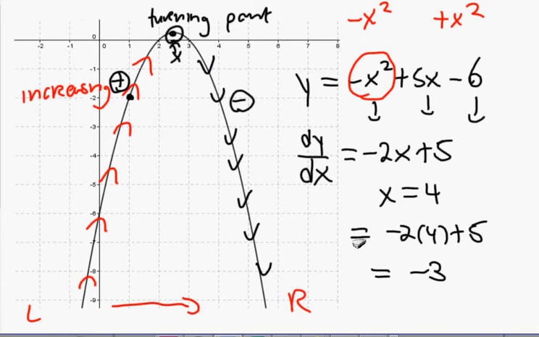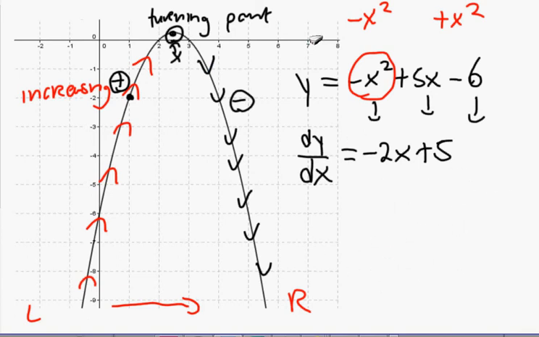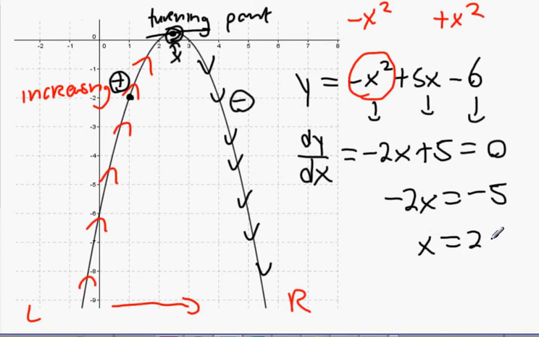But there's a way of doing that without doing it by graph. Okay? We're going to get minus 2x plus 5 equals 0. Because what happens when you reach the top? It has no slope, because the slope is perfectly flat. So what you're going to get is minus 2x equals minus 5. And as Gavin said, x equals 2.5. 2.5 gives you the value of x where it reaches the top of the slope, so to speak.